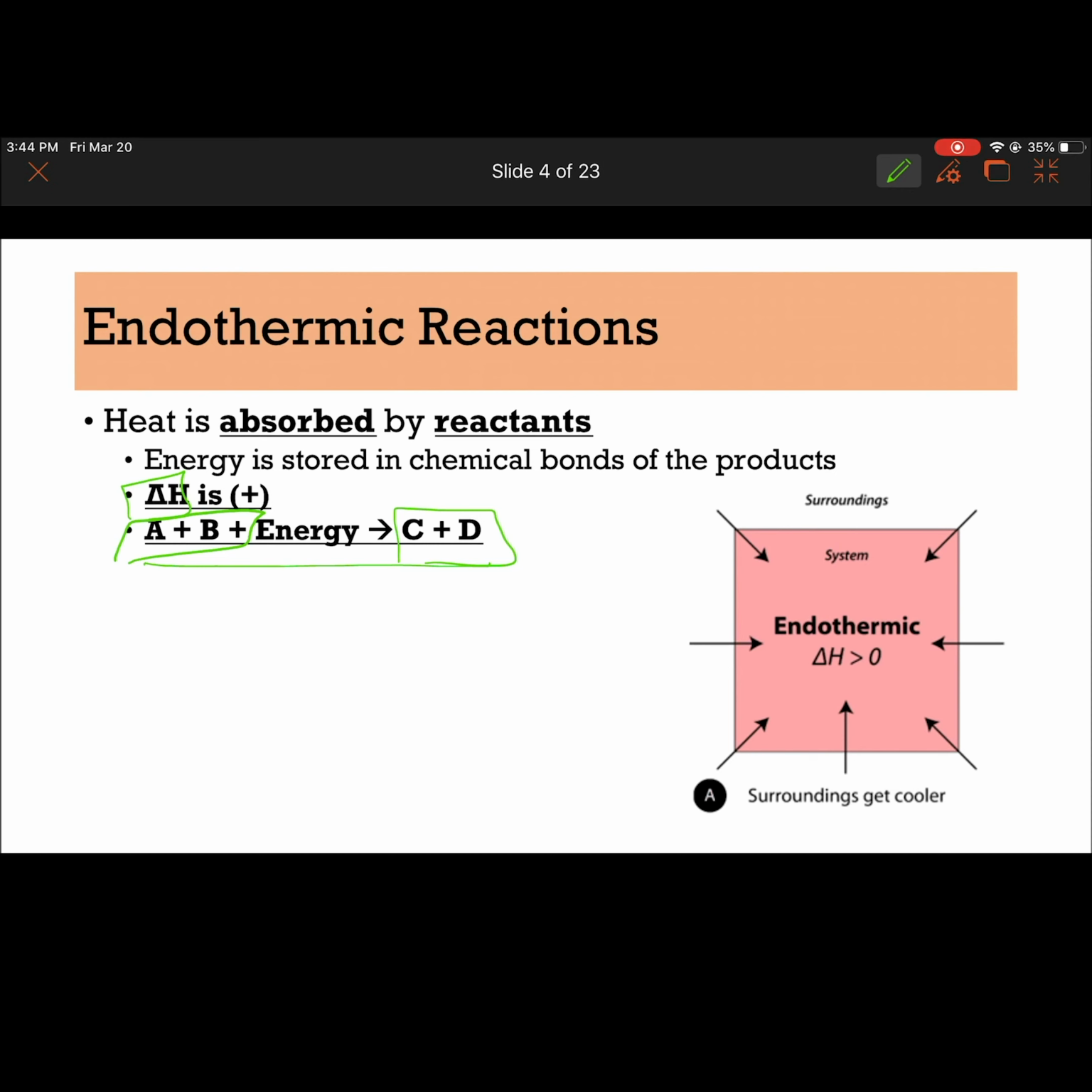Endothermic reactions have a positive delta H. And if heat is being absorbed by the reactants, it's written as a reactant as well, so it's written before the arrow. Again, we'll practice this a bunch of times moving forward.